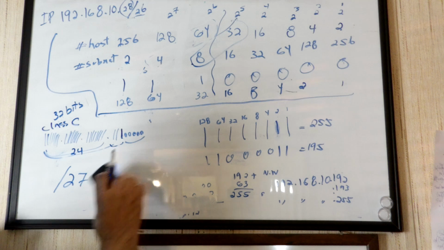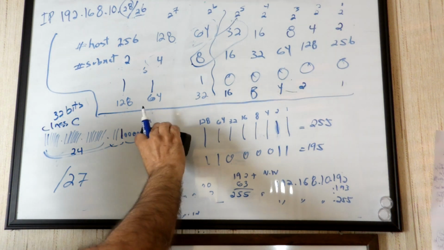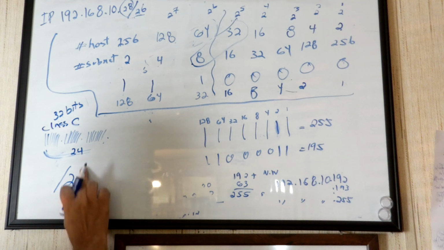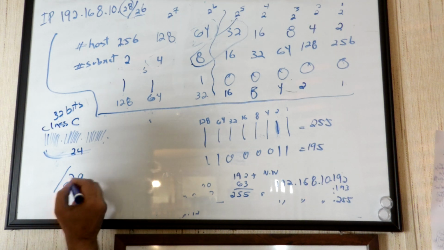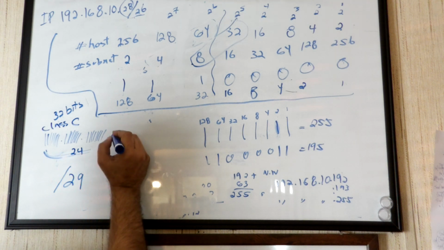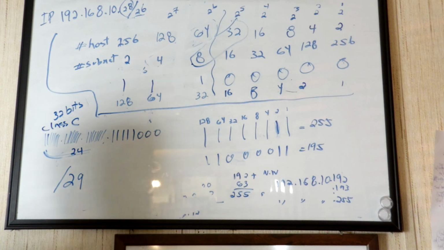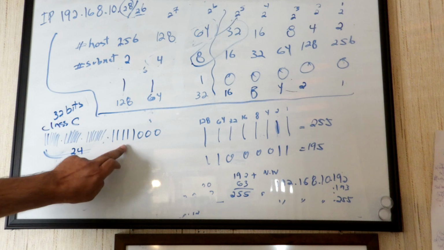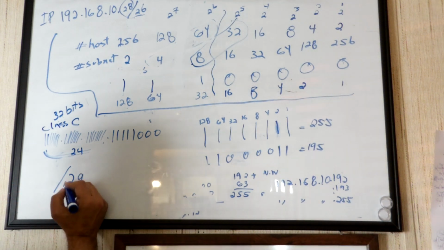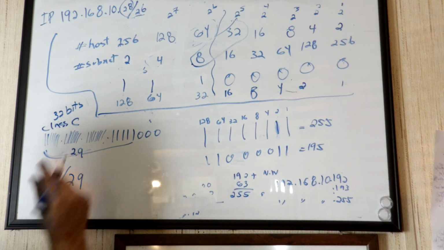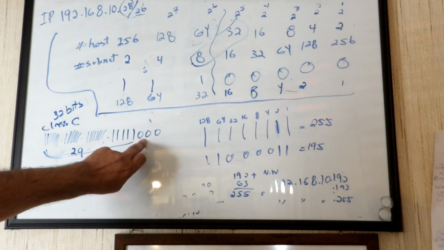If somebody told you, okay, we want /29, what does that mean? There are 24 ones here and 5 here, that makes it 29. This is 29, the number of ones, and the rest is the host portion. The host portion is 3 bits.